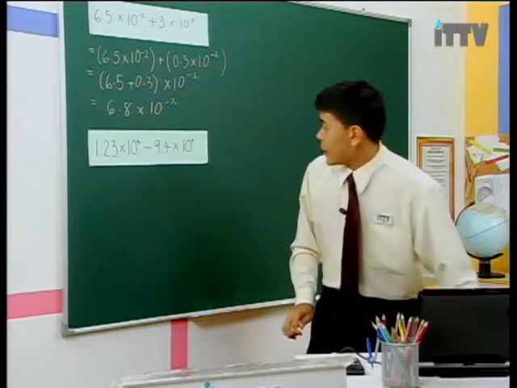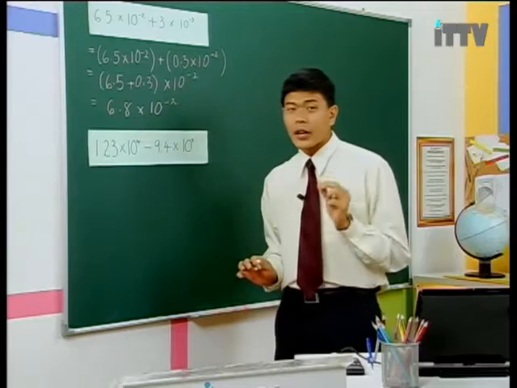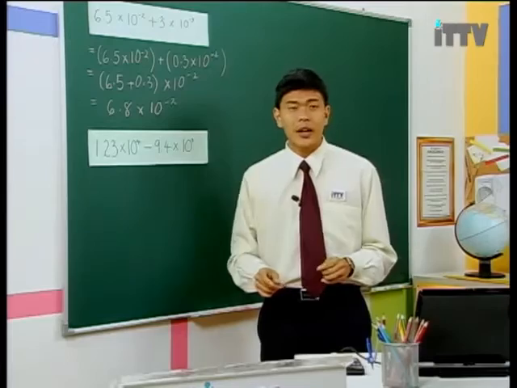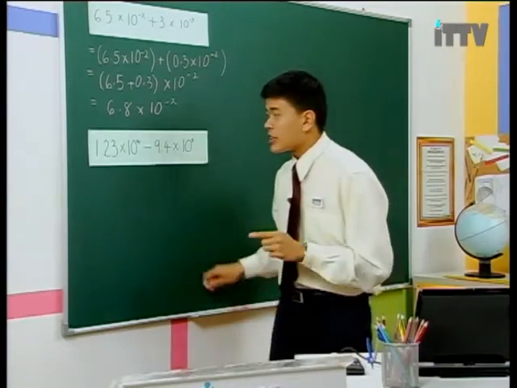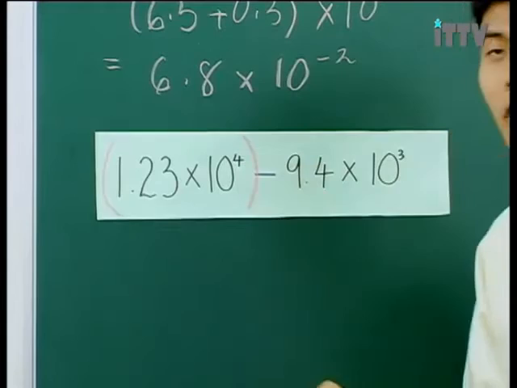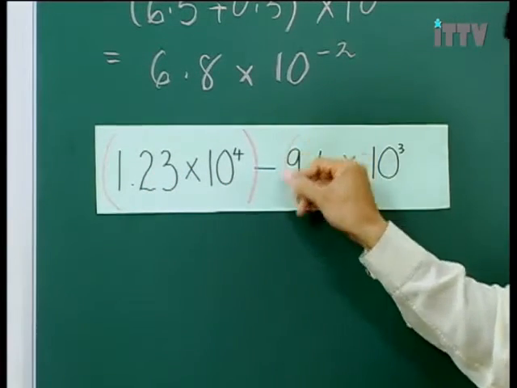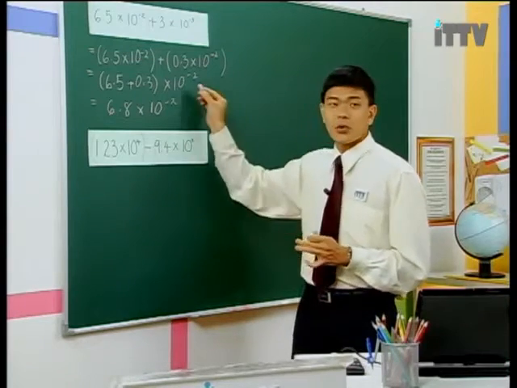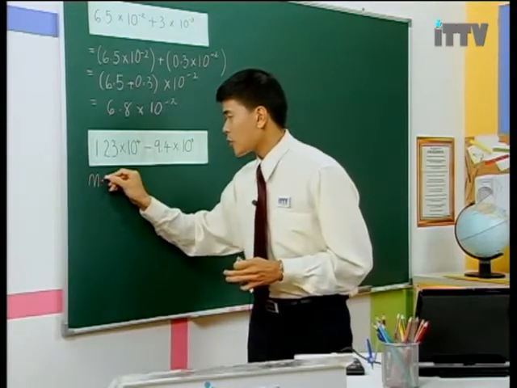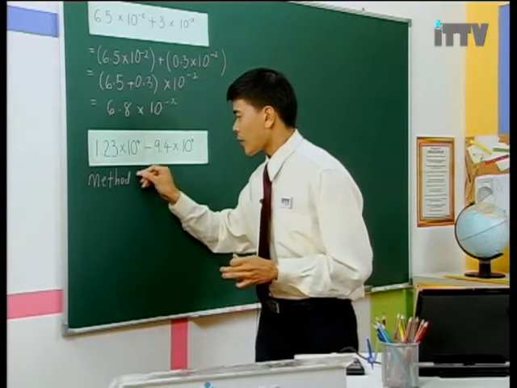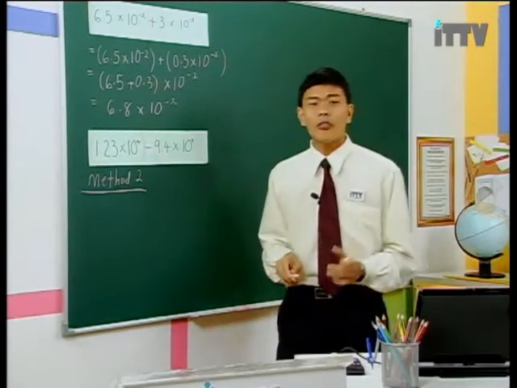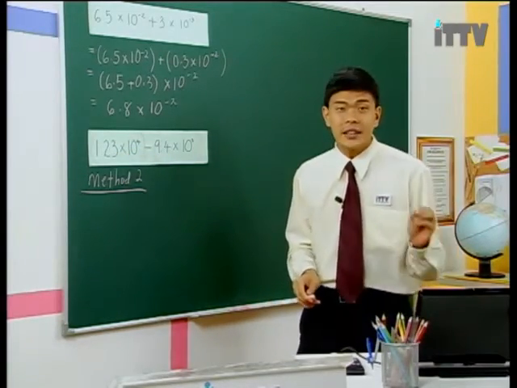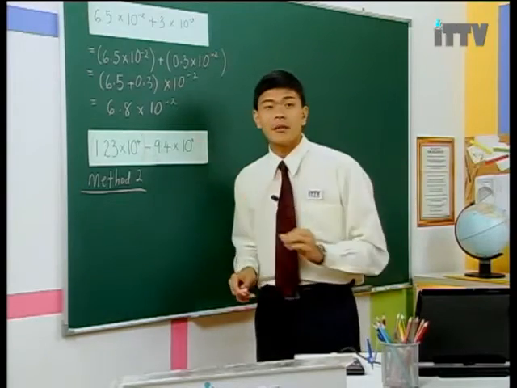Alright guys, now look here. There are 2 numbers. Remember, if there are no brackets, make the bracket yourself so that you will be able to identify the 2 numbers in standard form. Obviously, this is one number in standard form, and another number in standard form. So now we're going to use method 2. This was method 1. For method 2, the steps are: convert both these numbers in standard form back to their original single numbers and then only minus.